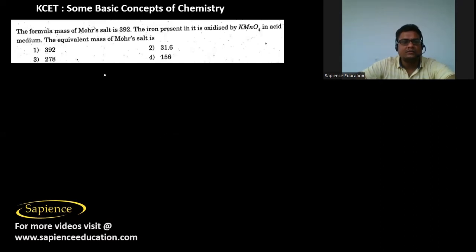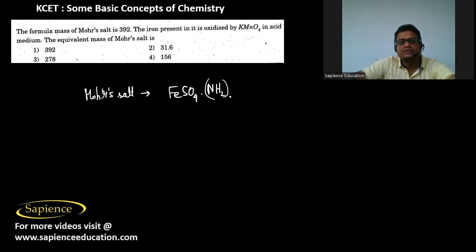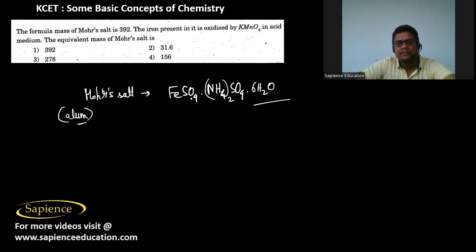Then here it is told the formula mass of Mohr salt is 392. Mohr salt, we know, is actually ferrous sulfate dot ammonium sulfate, FeSO4 dot (NH4)2SO4 dot 6H2O. It is called Mohr salt, which is used as an alum. It is also called ferrous ammonium sulfate, and it is a hydrated salt.